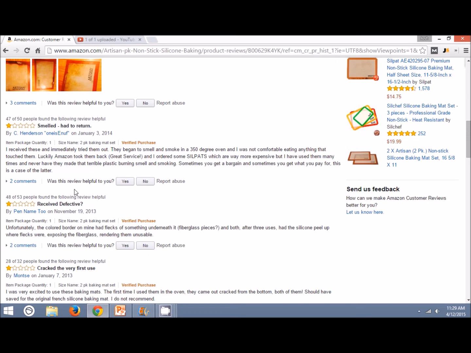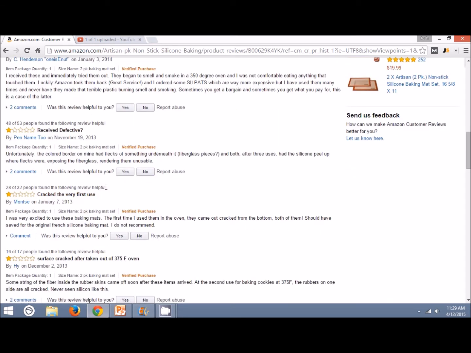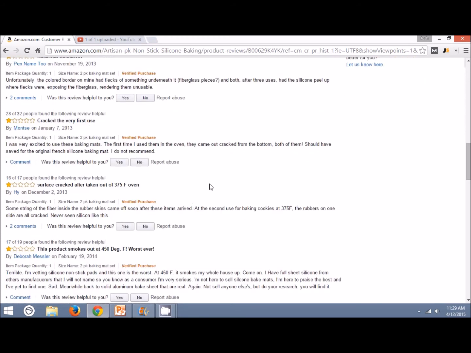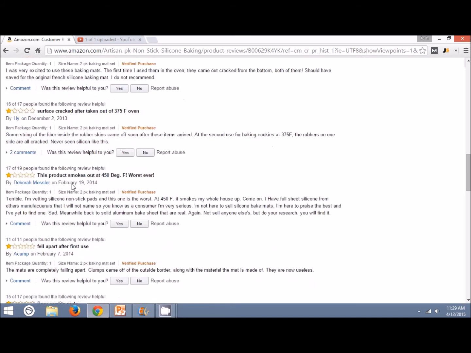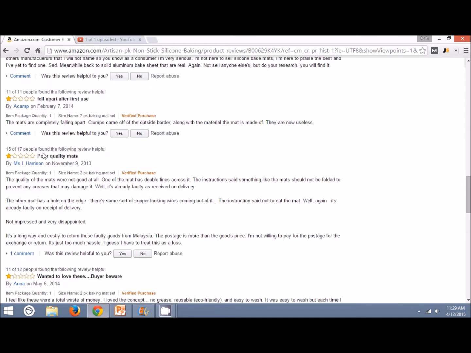Received defective. It has to do with the supplier. Cracked the very first use. Put them in the oven and they came out cracked from the bottom, both of them. Surface cracked. Product smokes out. Terrible. Smokes my whole house up. So obviously fell apart after first use. Poor quality.